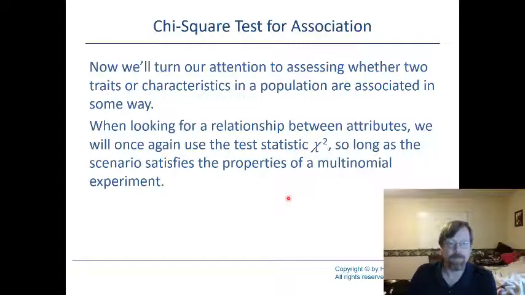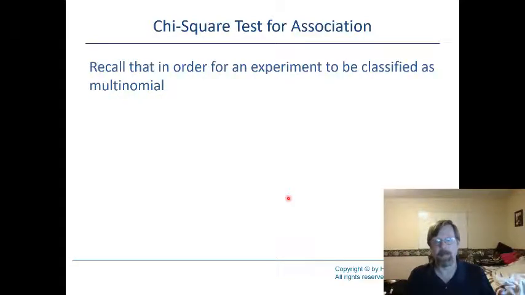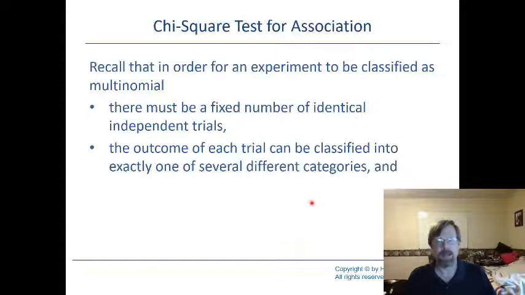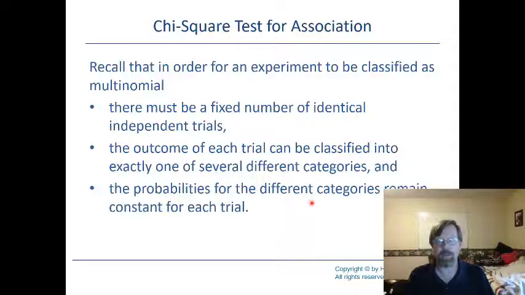Again, the scenario has to satisfy the properties of a multinomial experiment, which means there's got to be a fixed number of independent trials. The outcome of each trial can be classified into exactly one of several categories, and the probabilities for the different categories remain constant for each trial.